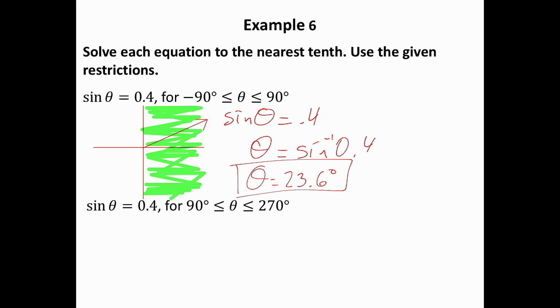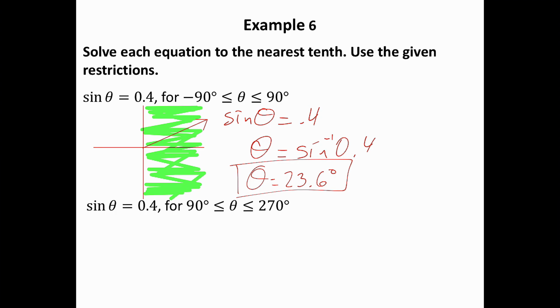Didn't we just do that? For 90 degrees less than theta less than 270 degrees. I swear we just did that. We did, except the domain's different. We're talking about between 90 and 270 now.